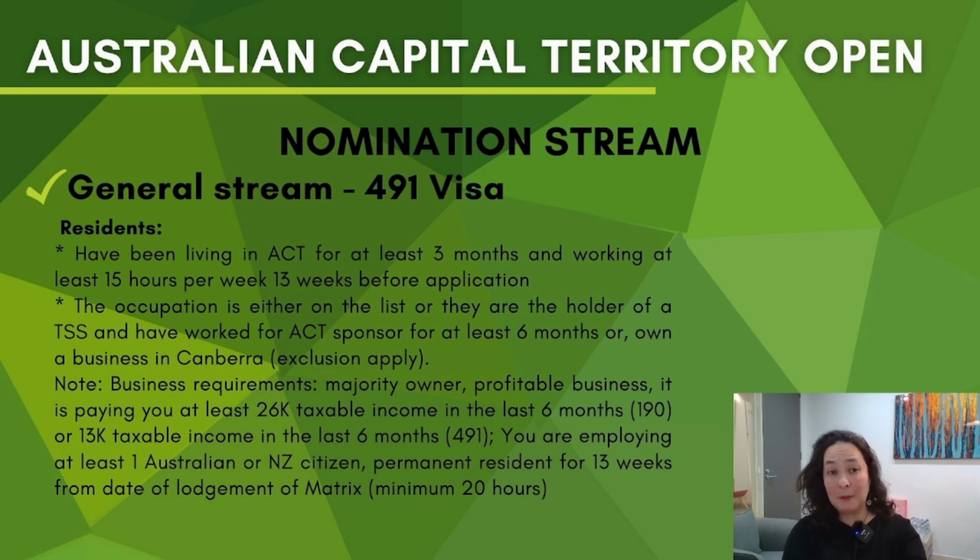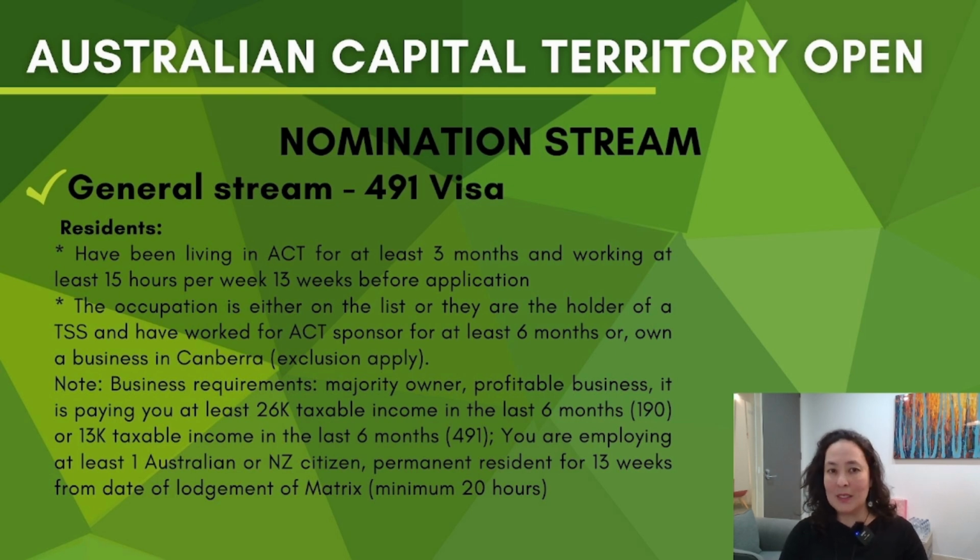They have included, because there are no longer business visas available, in those streams, if you own a small business in Canberra and that business meets some requirements, you may qualify for either the 491 or the 190 visa. So the business requirements are that you are the majority owner, so have at least 51% of the business, and the business is profitable. And how do you demonstrate that?